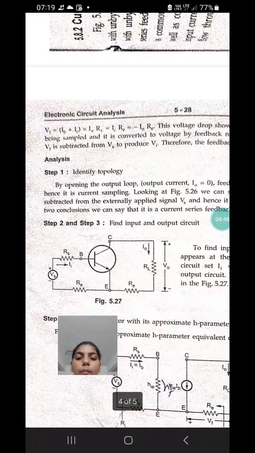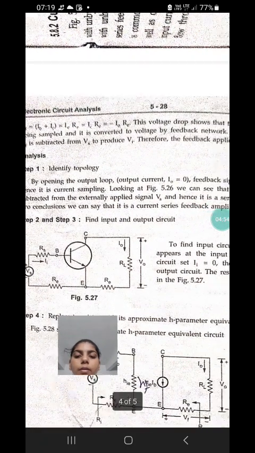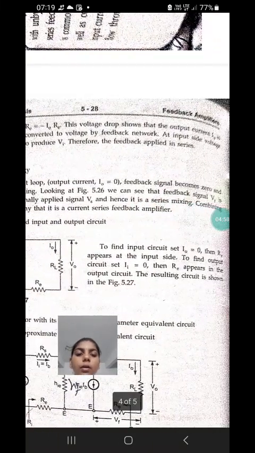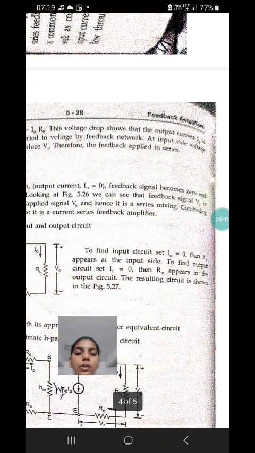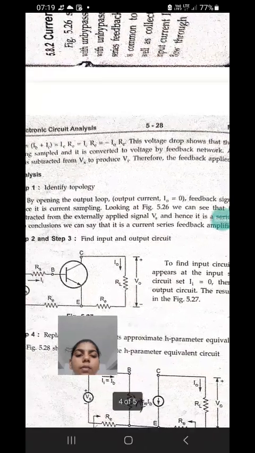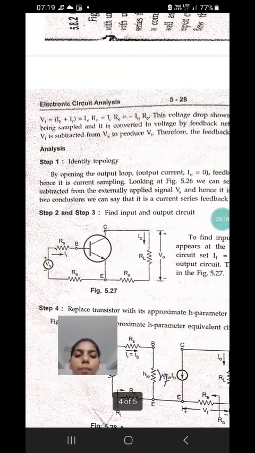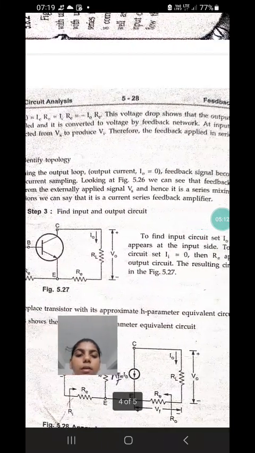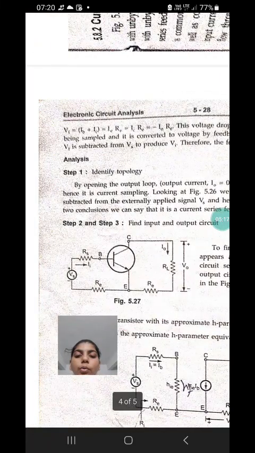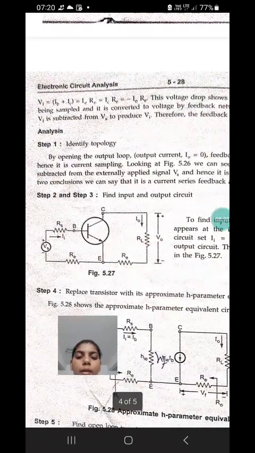Analysis of the above circuit diagram. First, to identify the topology: by opening the output loop, output current I0 equal to 0, the feedback signal becomes 0, hence it is a current sampling. The feedback signal Vf is subtracted from the externally applied signal Vs, and hence it is a series mixing. Combining the two conclusions, it is a current series feedback amplifier.